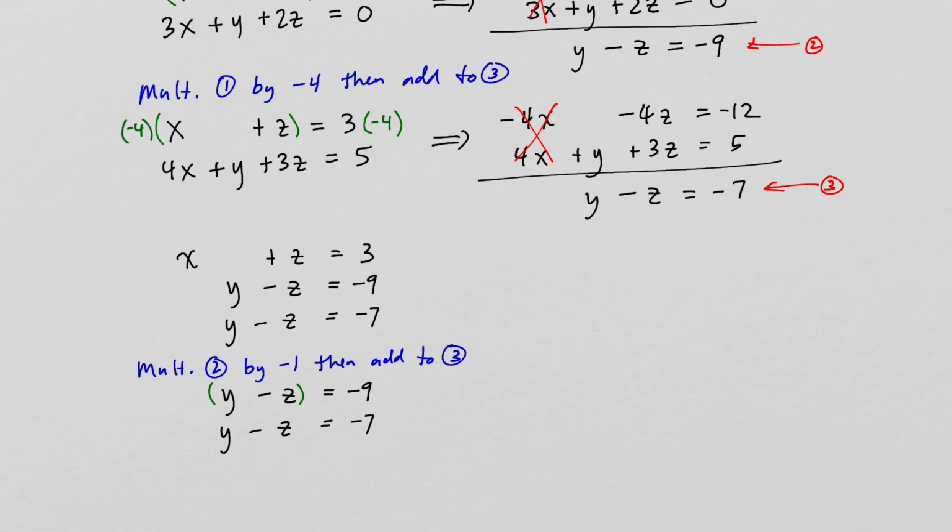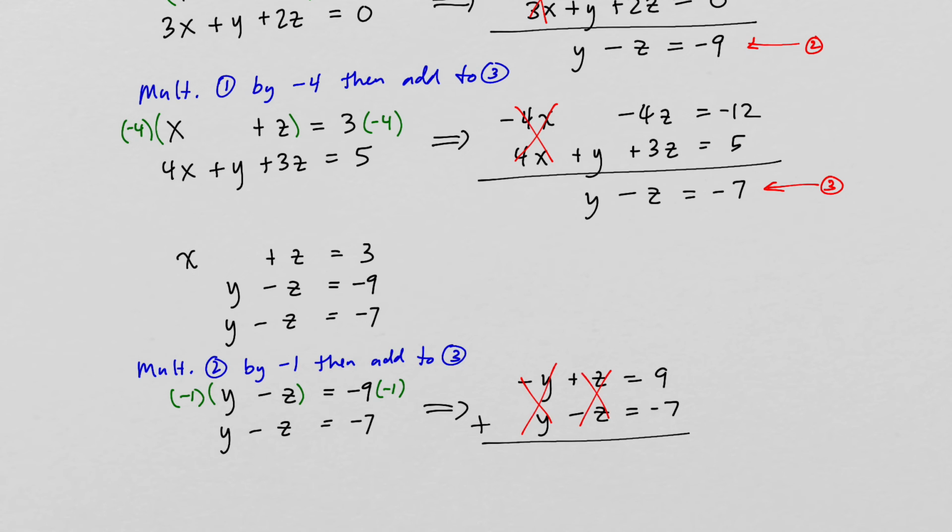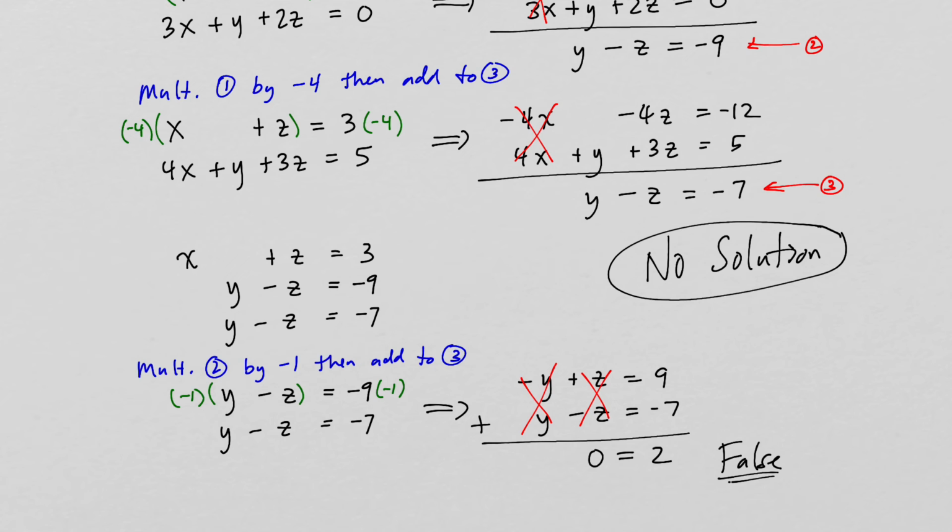And so if we do that, multiplying here by negative 1, that's going to give us negative y plus z equals 9. And then the last equation is y minus z equals negative 7. And when you add these together, you'll notice the y variable cancels out and the x variable cancels out, which means we have 0, but on the other side we have 2. And this is a false statement. As soon as you get a false statement, you can immediately say that this system has no solution. So this is what will happen when you have no solution, is the variables will cancel and you'll end up getting a false statement.